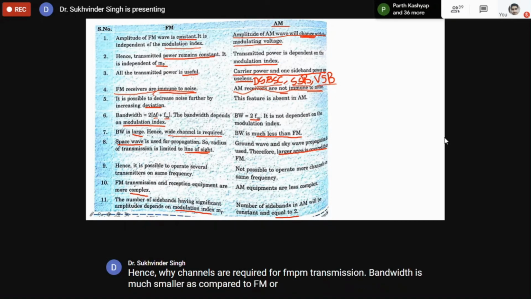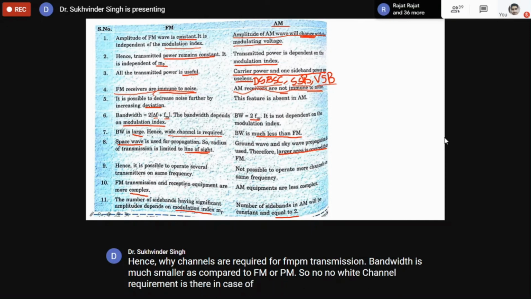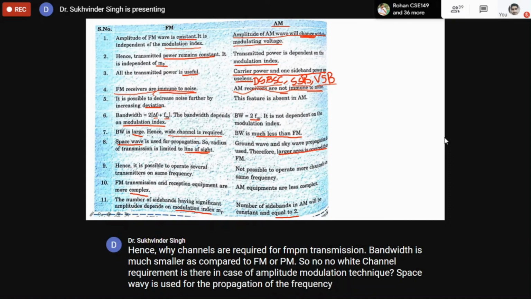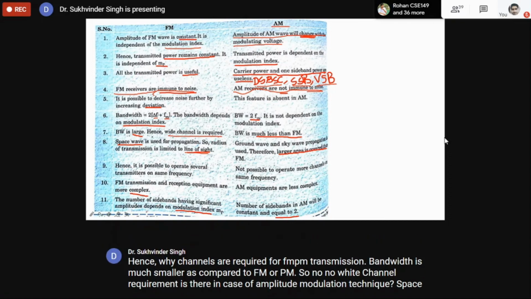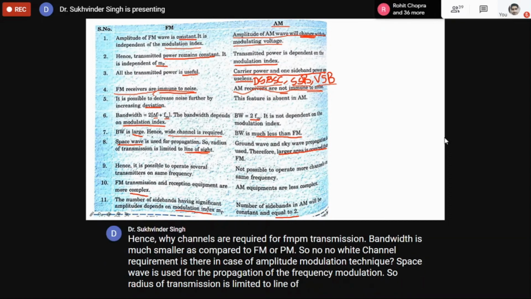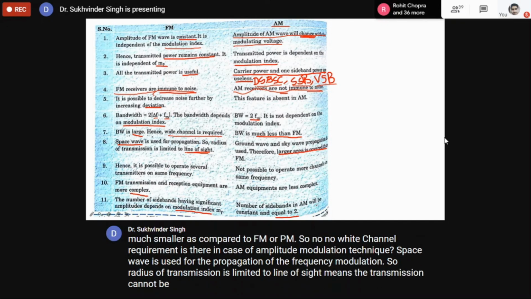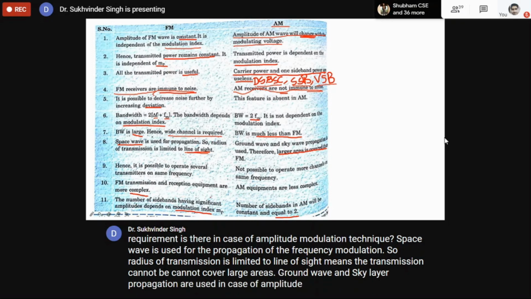10th point, FM transmission and reception equipment are more complex. AM equipment is less complex. Last point, the number of sidebands having significant amplitudes depends upon the modulation index. The number of sidebands in amplitude modulation will be constant and equal to 2. So the number of sidebands and modulation index in case of FM, PM and AM are different.